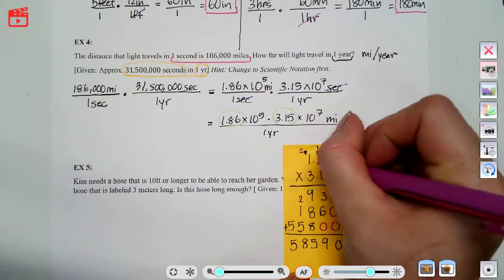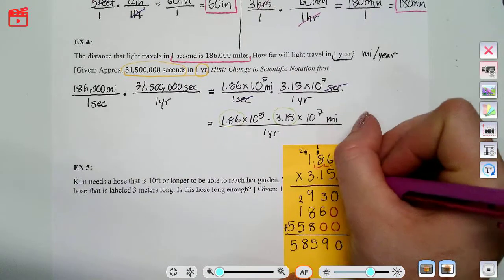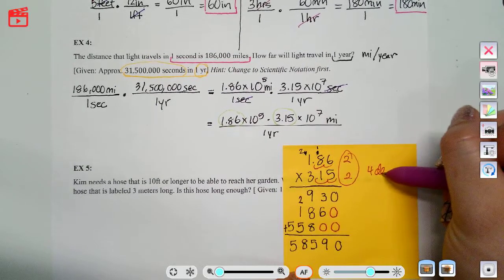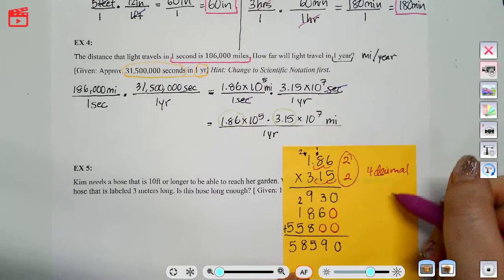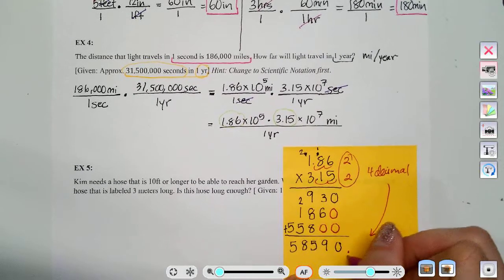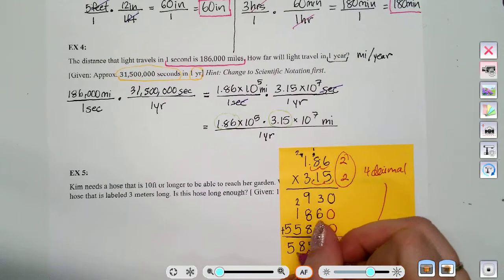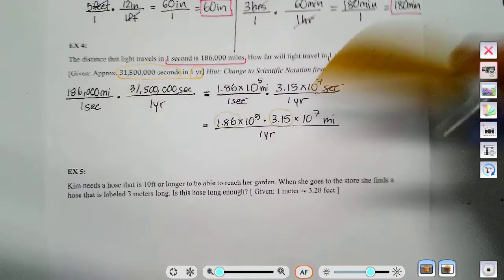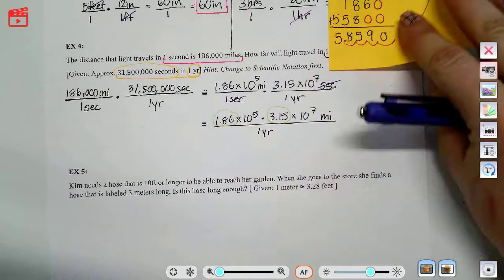Well, this one has 1, 2 decimals. And this one had 1, 2 decimals. So in total, we're going to have 4 decimal places. So let's move 4 decimal places. 1, 2, 3, 4. And there we go. That's the number. Whew, a lot of work. But it is doable.